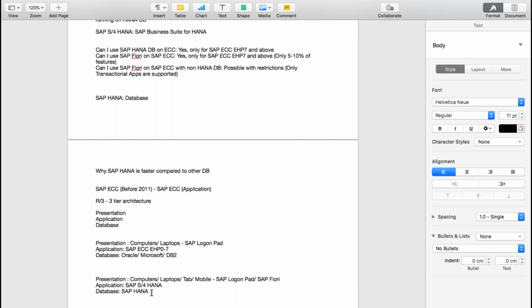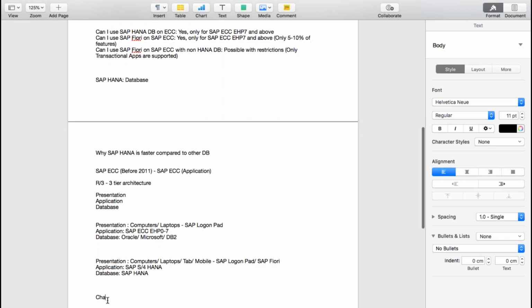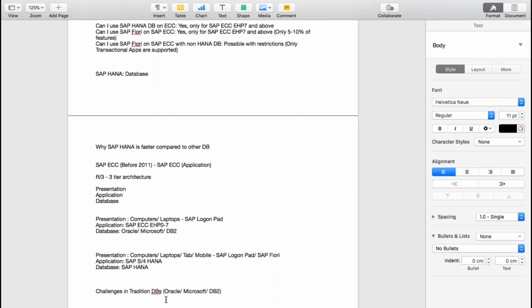Right? Now the question is why HANA? Why did SAP come up with the SAP HANA database when they were already using Oracle, Microsoft, DB2? So there were some challenges in traditional databases. Which are the traditional databases? These are the traditional databases. What were the challenges? Obviously, the speed was a challenge, but why? Why was the speed slow in these databases?